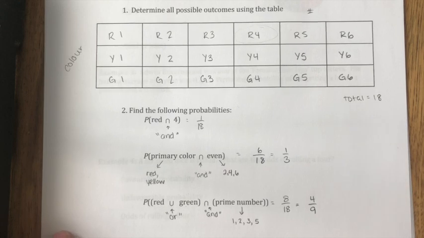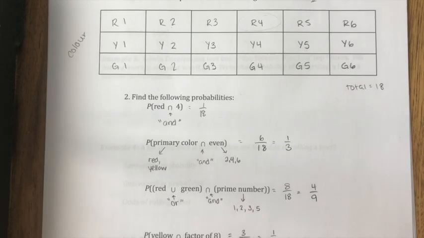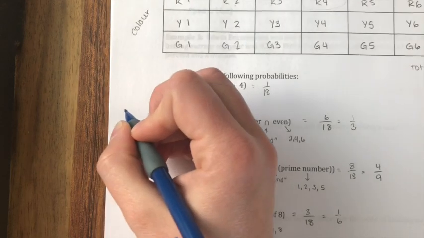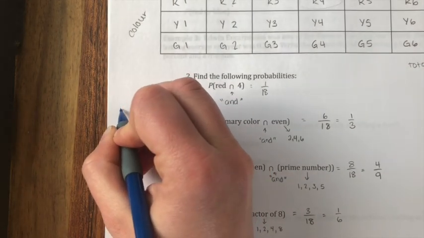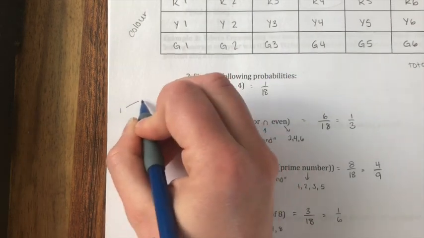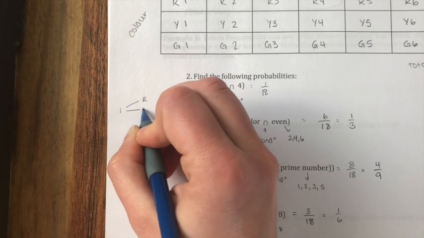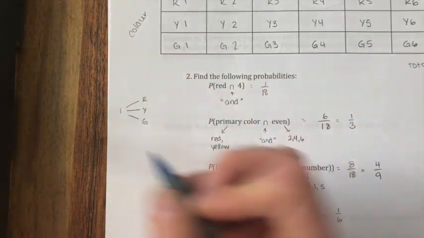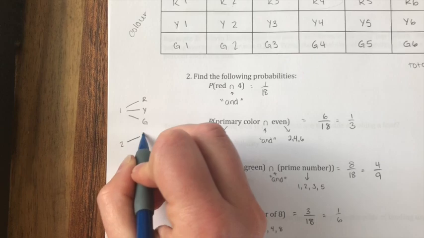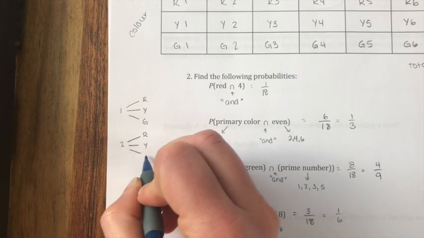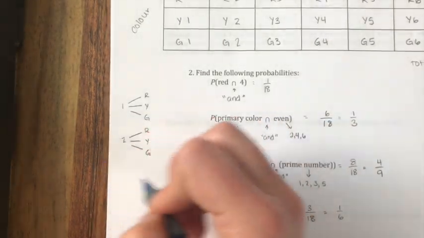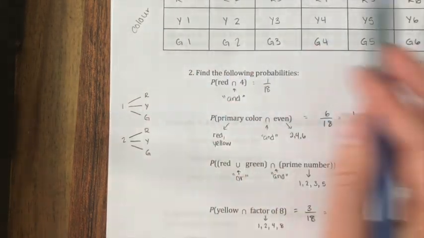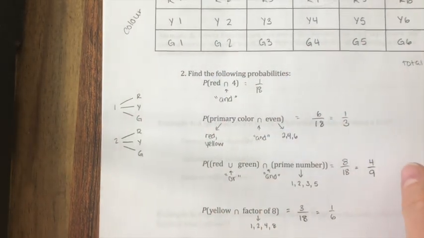You can also use, in the notes in the Snapbook, it also goes over tree diagrams. So that would also be a good way to do this, right? We could do a tree diagram where we could roll a 1 and get a red, a yellow, or a green. We could roll a 2 and get a red, a yellow, or a green, right? So a different way to represent the same kind of information is what we did in the table.